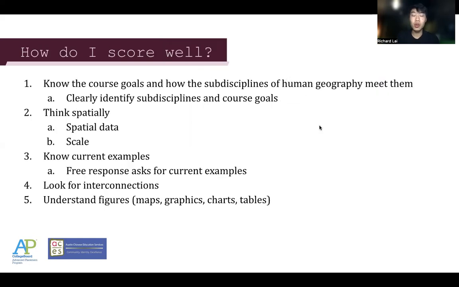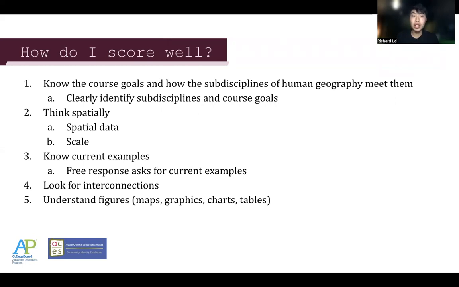And the 5 core steps to scoring well are first, understanding the course goals and how the subdisciplines of human geography meet them. And so this requires you to clearly identify subdisciplines and course goals. Second, obviously it's a geography class, so you're going to have to be able to think spatially. This means understanding spatial data and how to analyze it, and also understanding ideas of scale.